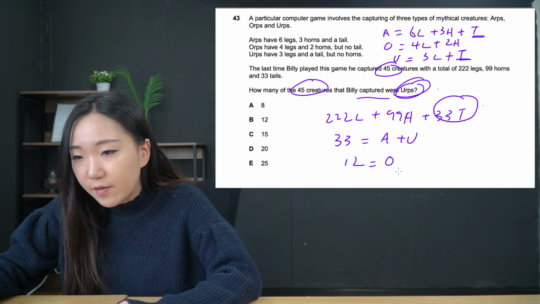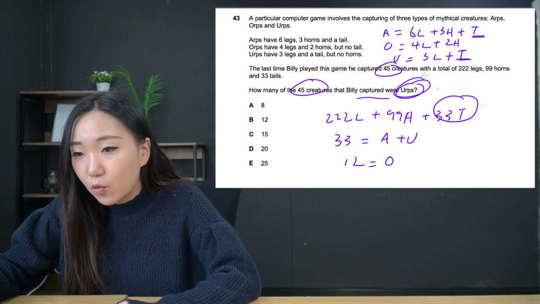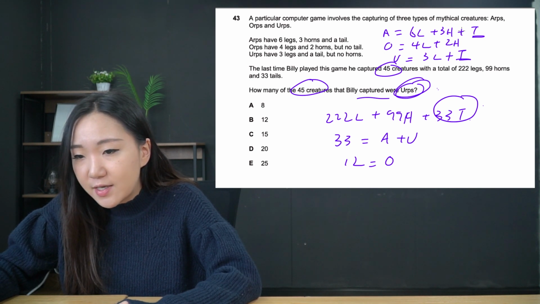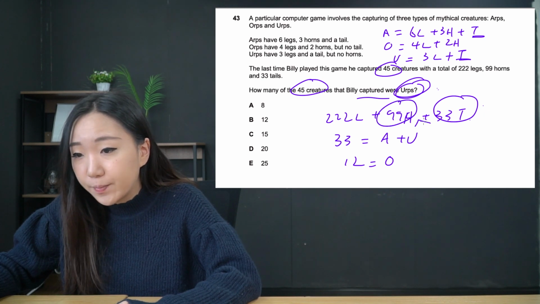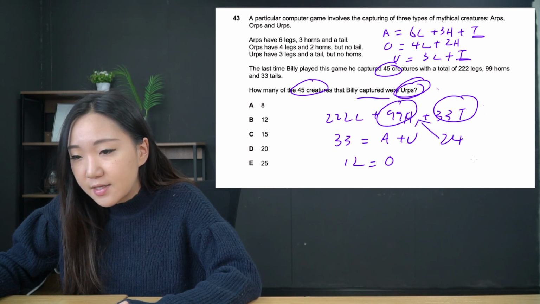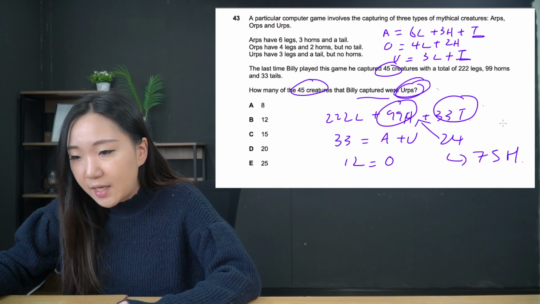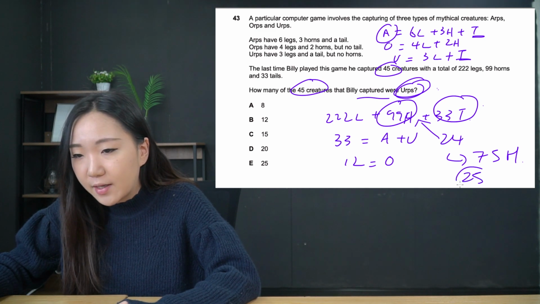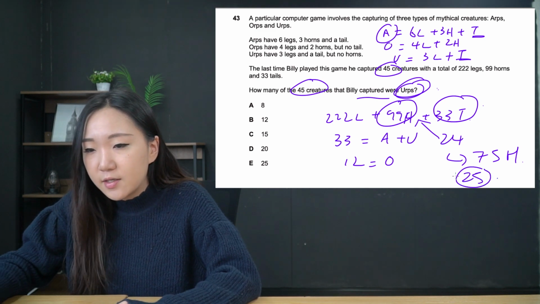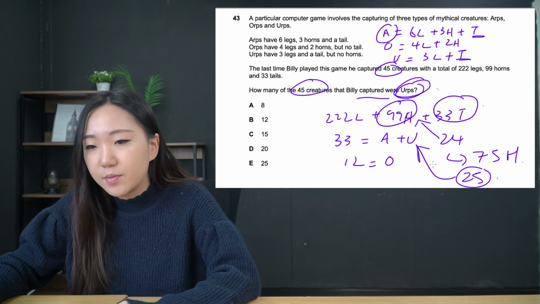So we know that all of them have legs. The easiest one again to eliminate is now going to be the horns. So we know that 24 of these horns must belong to the AWPs, which must mean that 75 of the horns now belong to the ARPs, which means that there are 25 ARPs. We'll just sub that back into our original equation here. So there must be 8 ERPs.